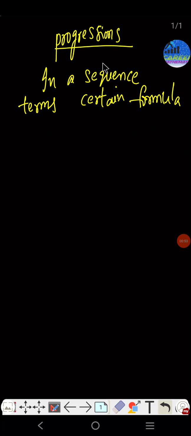Or in another way, in a sequence the terms are adding or subtracting or multiplying or dividing to the preceding terms, then we get the next succeeding terms. It is also called a progression. Understood? Listen once more. In a sequence, the preceding terms are adding or subtracting or multiplying or dividing with a fixed value to get the next succeeding terms is called a progression.